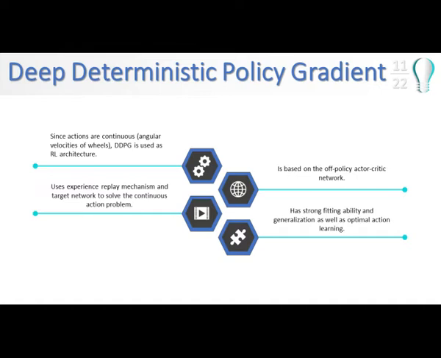It's based on an off-policy actor-critic network, where we're going to see the network architecture in the next slide. It uses experience replay, of course, and a target network to solve the continuous action problem. Strong fitting ability is one of the perks that DDPG has, and it can generalize well as optimal action learning.